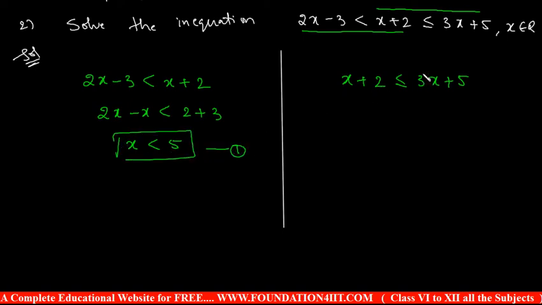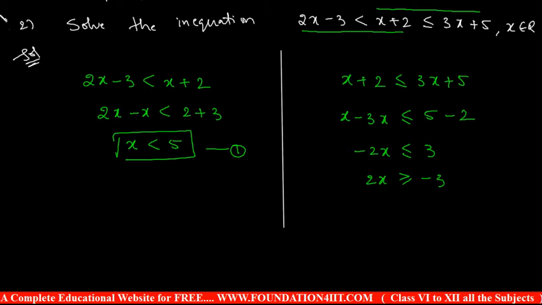From the second, take x minus 3x, with x terms on one side and numbers on the other side. On the right side only 5, and 2 becomes minus 2. This is minus 2x less than or equal to 3. As we saw previously, to change minus 2x to plus 2x, less than or equal becomes greater than or equal to minus 3.